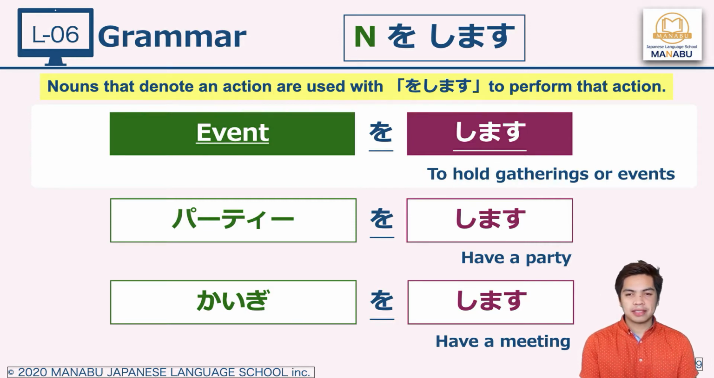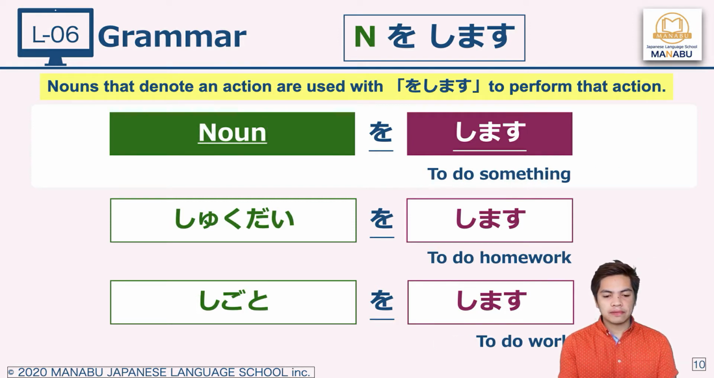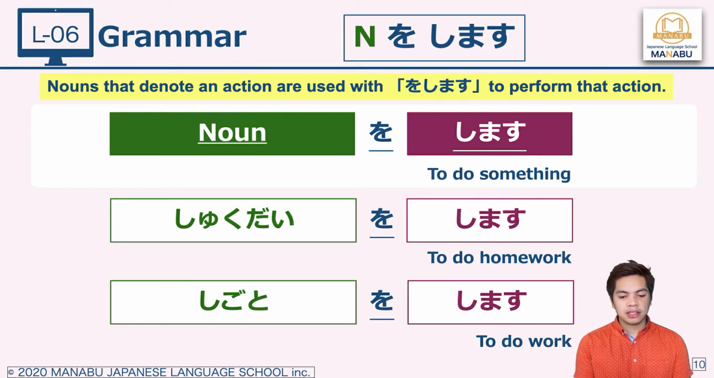Kaigi o shimasu. So another examples of noun o shimasu, shukudai. Shukudai in English is homework. So as I mentioned earlier, that shimasu means to do. So to do your homework is shukudai o shimasu. Next, shigoto o shimasu. The word shigoto in English is work. So means to do your work.